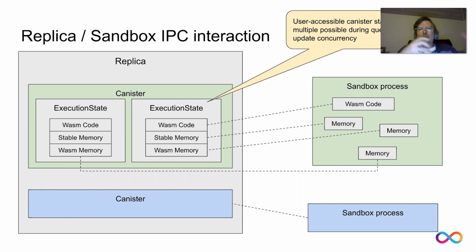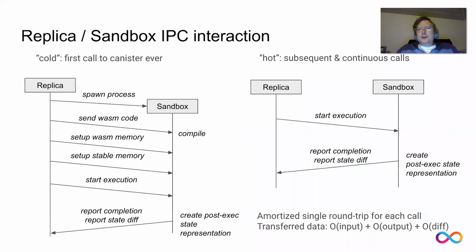These are things that are not directly accessible to the canister, but to the user code, but there's a restricted API access to this. What we do is that the replica will spawn a sandbox process and make the resources available in the sandbox, and then trigger it to run the code.